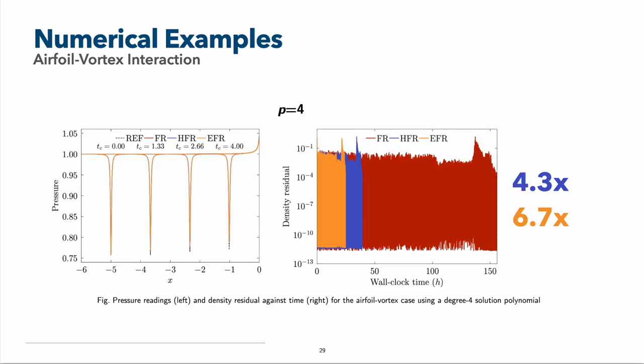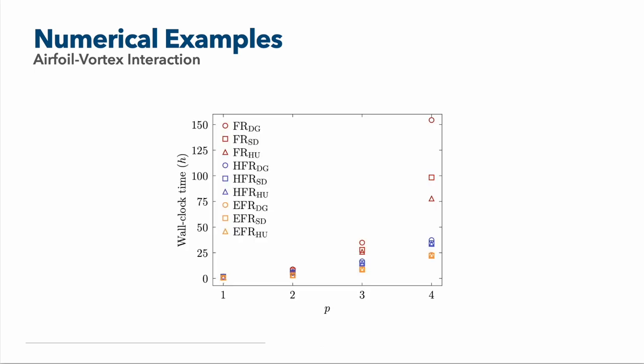Results follow a similar trend with increasing polynomial degree, and we choose to show in this talk only results for P1 and P4, but a performance gain of 4.3 for HFR and 6.7 times is observed with the EFR method. Then the performance result summary for all polynomial degrees and correction functions considered is shown here in this figure. These results are consistent with the spectral analysis and the performance analysis, where the DG correction function is more computationally expensive for implicit methods, and that hybridization provides an excellent approach to reducing the computational cost of these simulations.